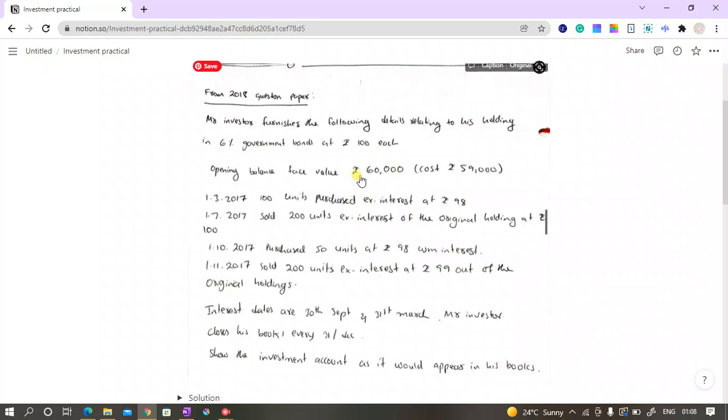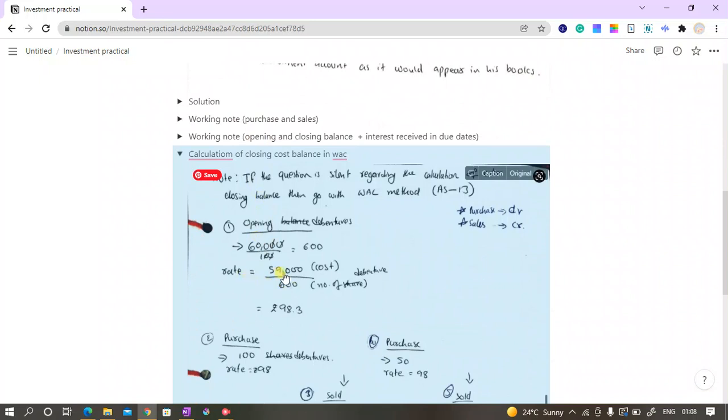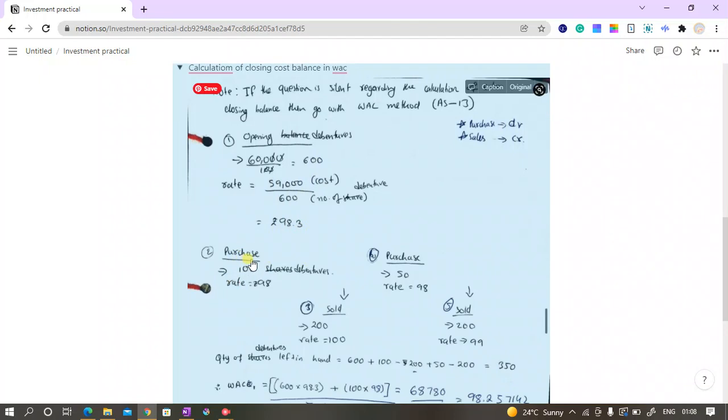In order to calculate the cost rate, we are given the amount, so 59000 divided by 600, we will get the cost rate. Okay, so that's the cost rate, rupees 98.3. So 59000 divided by 600, we will get 98.3.